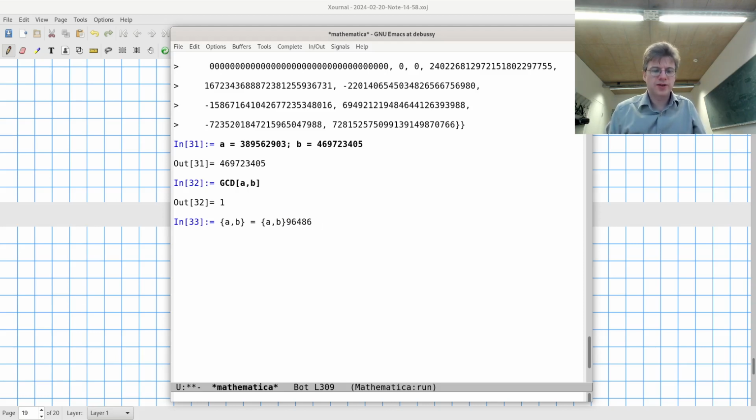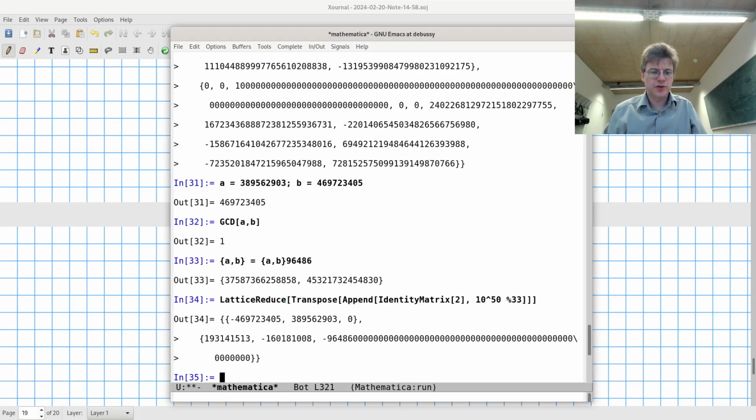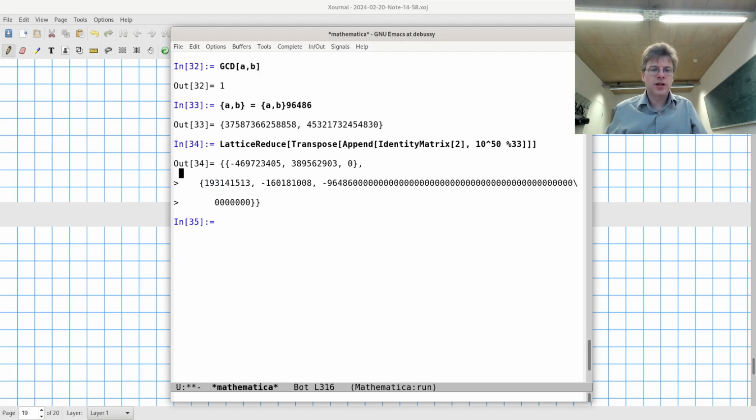So maybe like this. So here are the two numbers. What I do is now I say identity matrix 2, append this, and transpose, lattice reduce. And don't forget the W, so let's take 10 to the 50 to be on the safe side. And here's what you get.